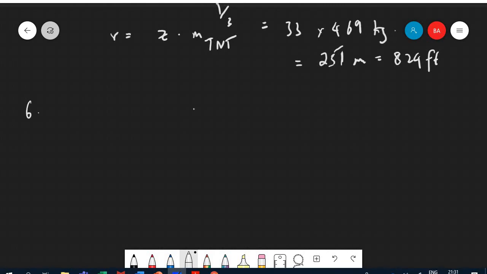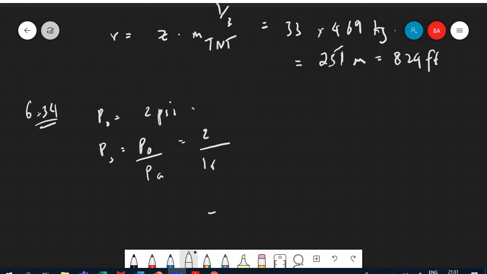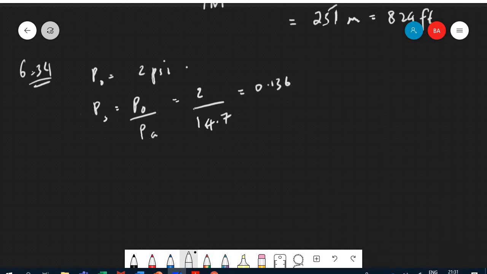So we go to 6.34, and I'm going to start directly solving the problem. We already have P naught is equal to 2 psi, and just to calculate now PS, which is P naught over PA, that is 2 divided by 14.7, that will be equal to 0.136. And now using the figure, okay, I'm just doing this quickly because you already have the idea now.